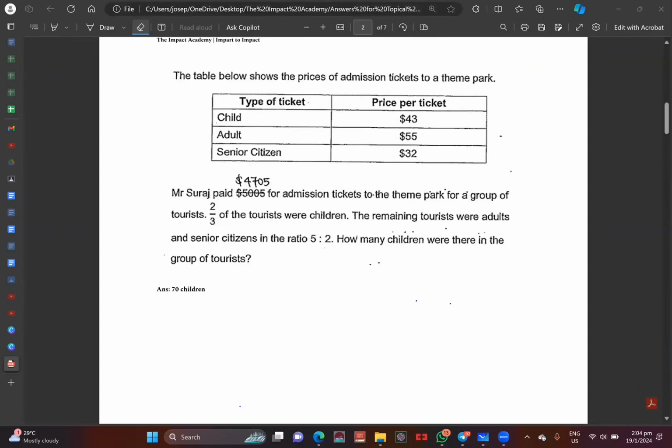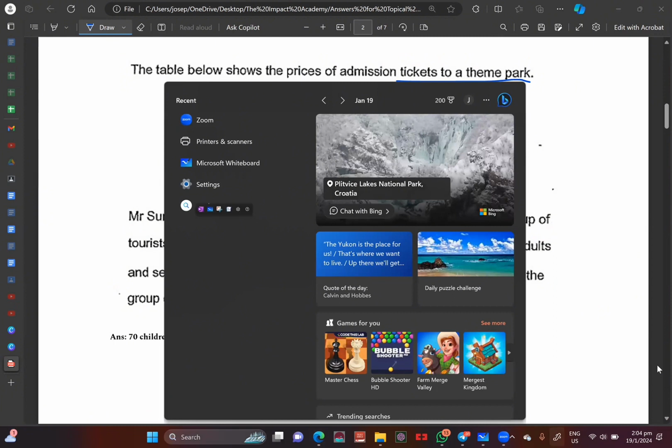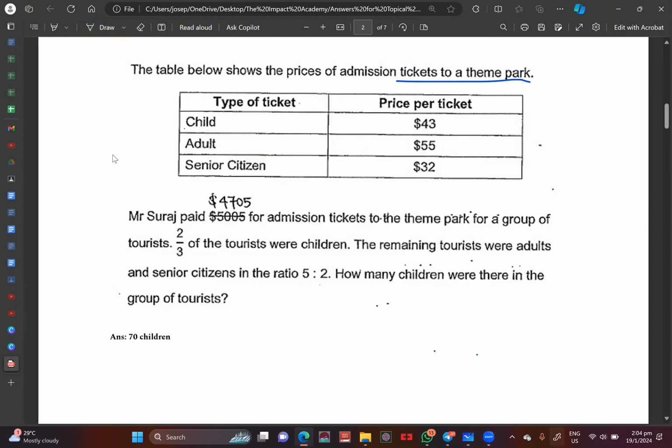So now we are going to look at this question. We want to see, over here it says that the table below shows the prices of admission tickets to a theme park. Whenever I see something like that, I will kind of know that this is number. Is it obvious to you? Not yet. The keyword is not yet. It's not no, so good that it is not yet and not no. Why is it obvious to me?